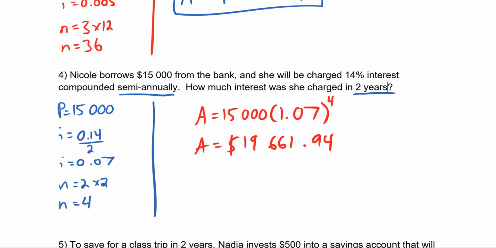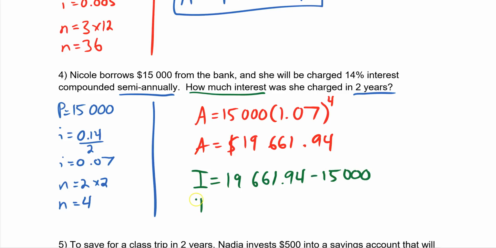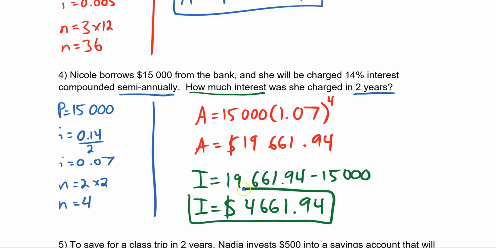Now, if you've been really paying attention, this is not going to be our final answer here, because what the question is asking is how much interest was she charged in 2 years. This is the final amount that she has to pay back. That's not the amount of interest that she was charged. So to calculate the interest charge, we'll use a capital I, just like with simple interest. We can take that final total and subtract what she initially borrowed. So the difference between those two values is how much was added, or the amount of interest. So there was a total of $4,661.94 in interest charged during that time.